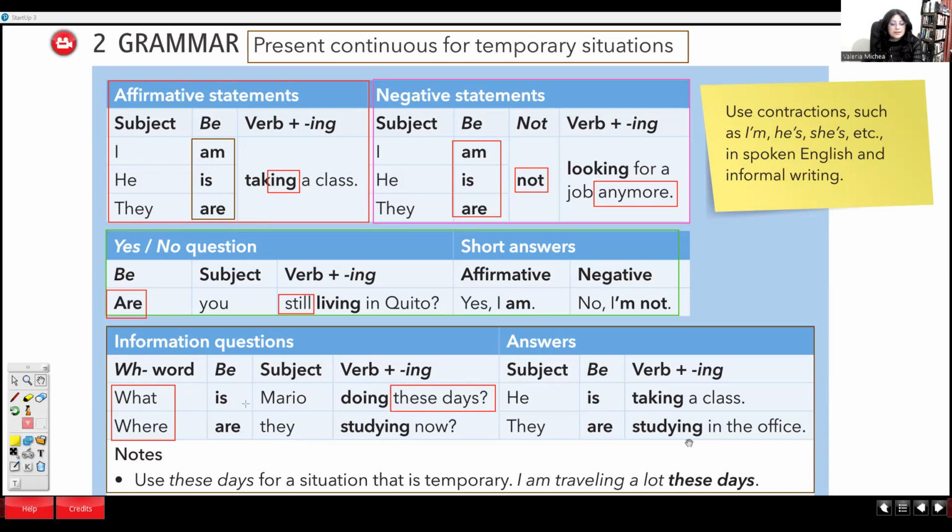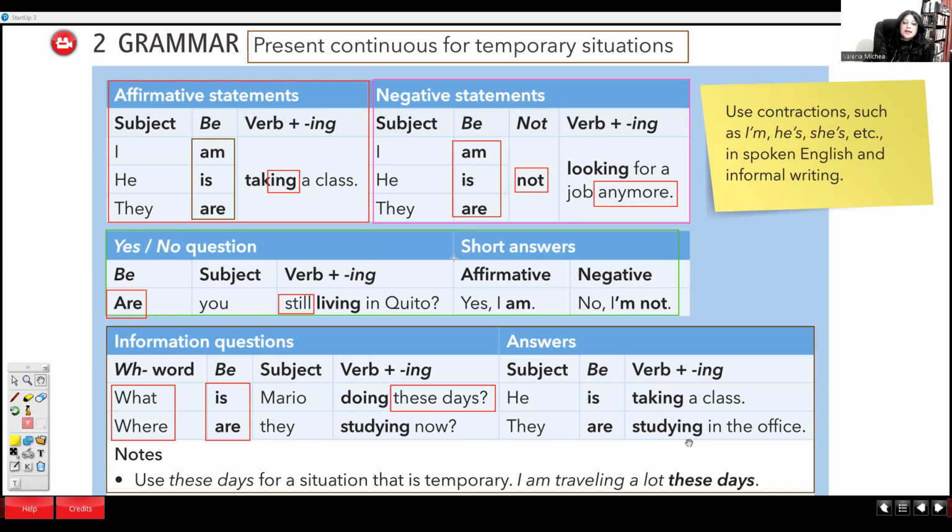In this case, we have: what is Mario doing these days? And then we have: where are they studying now? So we have the verb to be, and before that, we have the question word, which could be, I repeat, why, when, where, how, who, etc. And then you need the verb to be, and then the subject, which could be Mario, I, them, you, etc. And then you need the verb in ing, because that's mandatory. And that's it.